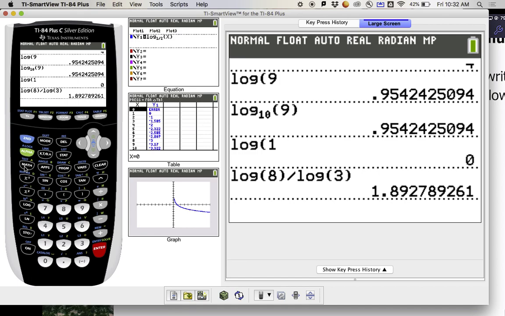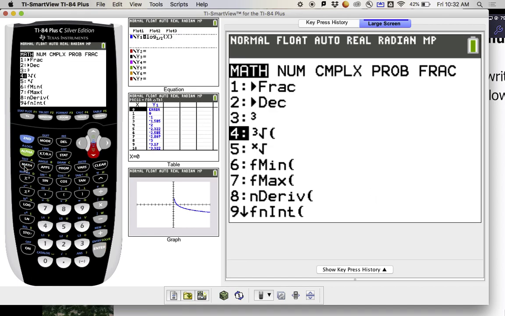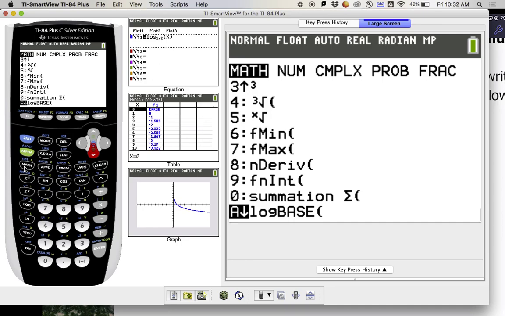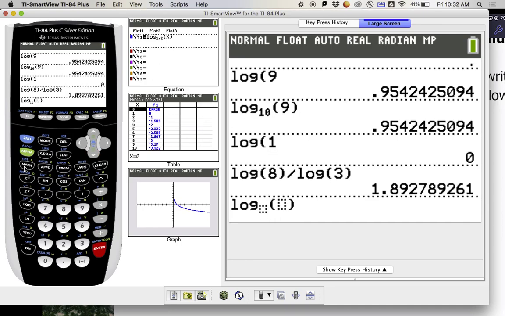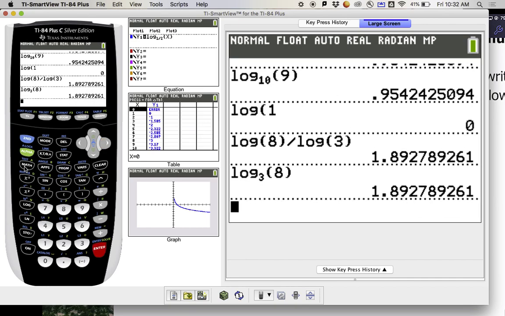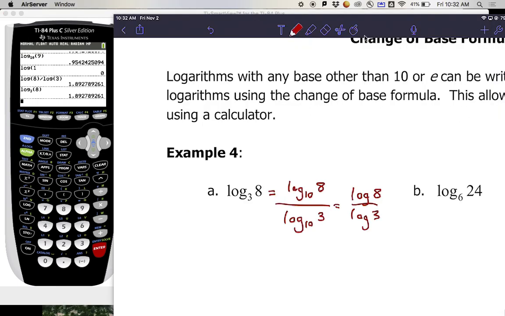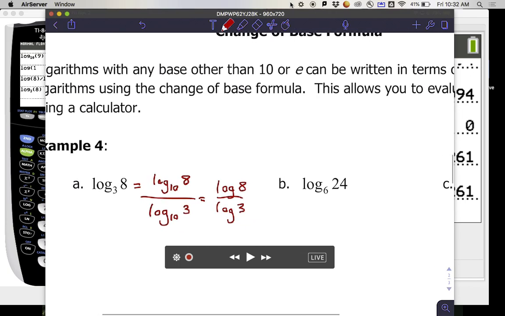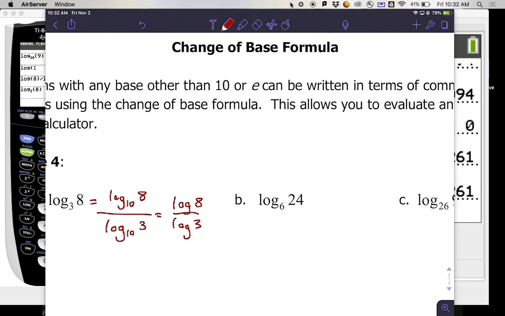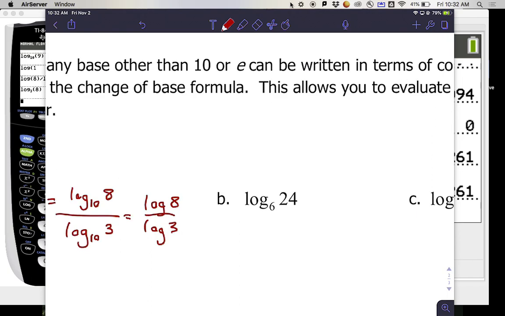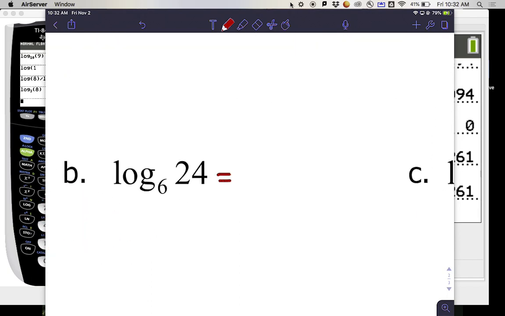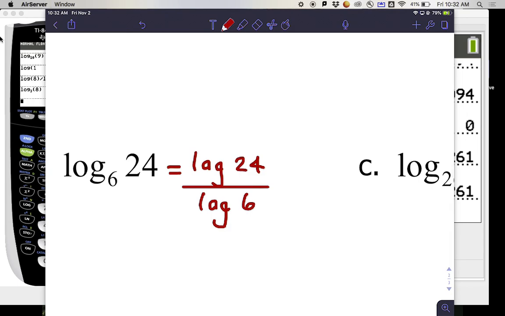Now you'll get the same exact thing if you hit math and then you scroll down to log base. So hopefully this will be the same. So we had base 3 of 8, and notice that gives us the same exact decimal. So I think the way the tests are, or at least our test is worded, it's going to say use the change of base formula. Show the answer using the change of base formula. So like on this one here, we're going to say this is log 24 over log 6. And then we'll get that decimal.